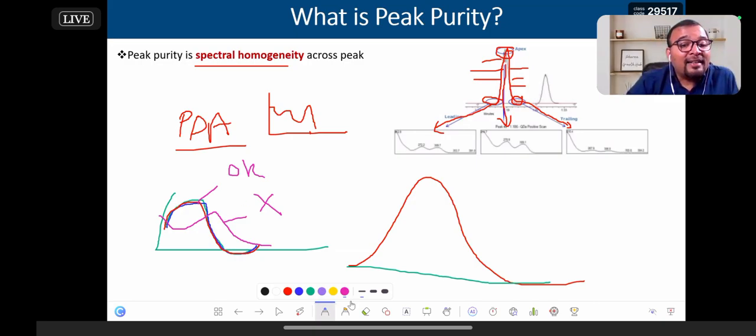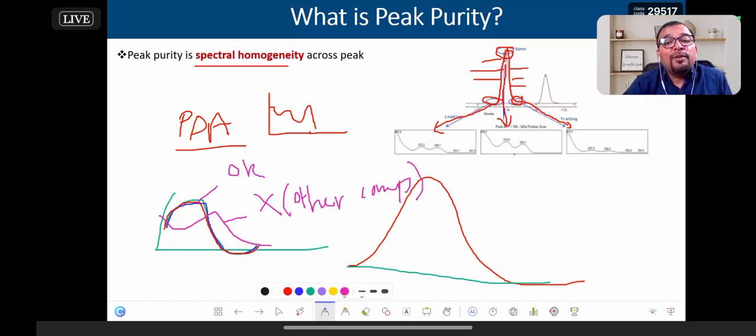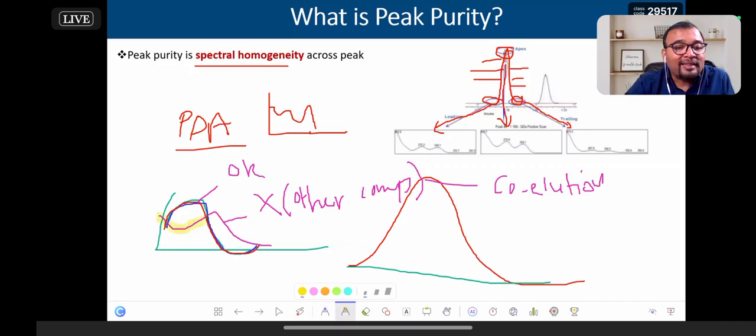This spectrum indicates that it is coming from another compound. It may be because of another compound, and this other compound or impurity may be because of co-elution. So there is a co-eluting compound, an impurity. Co-elution is possible if you find this kind of spectra in your peak. This belongs to other compounds, so it is a non-homogeneous spectrum.